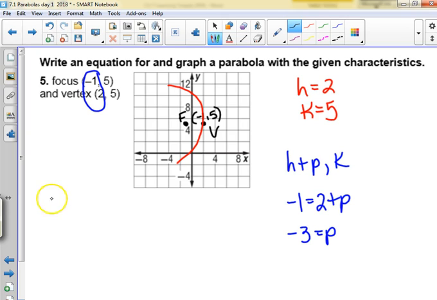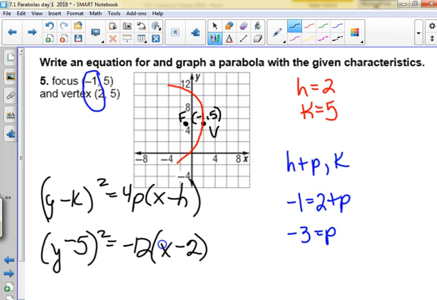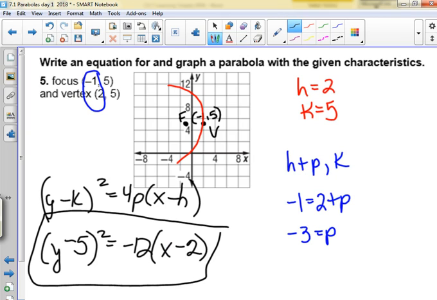If it's open and sideways, the general form is y minus k squared equals 4p times x minus h. Somebody plug some numbers in there for me. Y minus 5 squared equals 4p, -12, x minus h. Boom. How we doing? Okay.